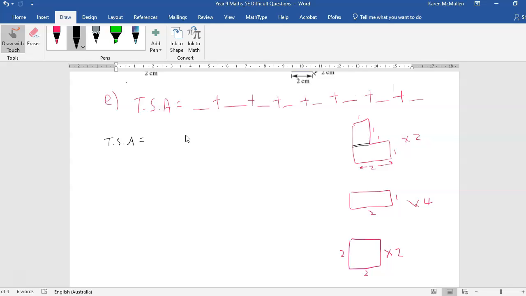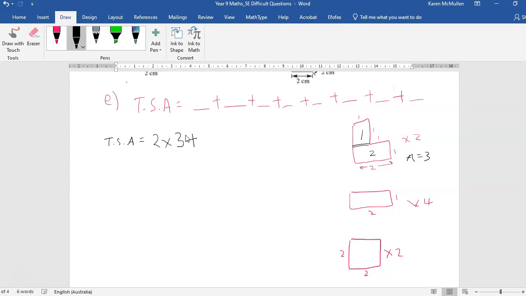So if we look at the square first, the area of that is 1 times 1, which is 1. And the area of this rectangle is 2 times 1, which is 2. So we have 2 lots of that. So it's going to be 2 times, we're going to add the area together. So the total area of this shape is 3. So we've got 2 lots of 3.